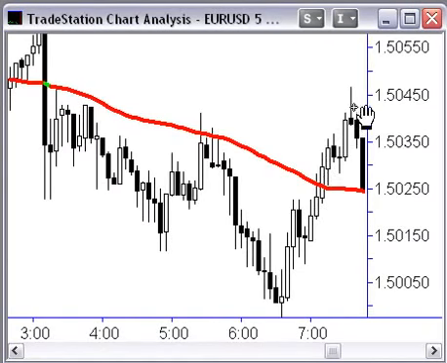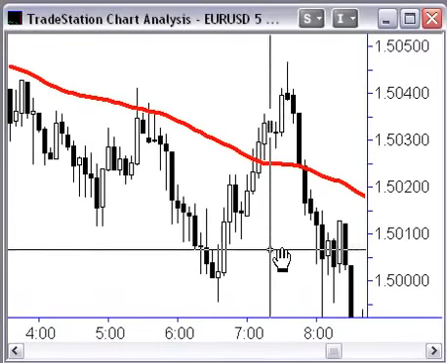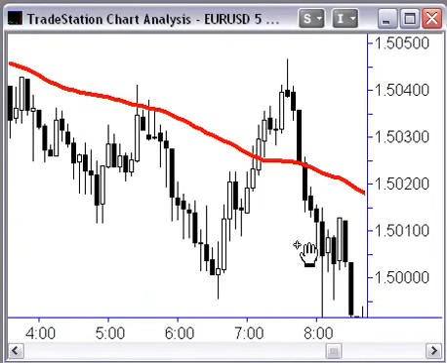Now look at this one. Here we go up. We've got up, down, up. What is that? Is this starting a new uptrend? Well, the 50 MA says no, we're still in a downtrend. And that would actually be a short trade.